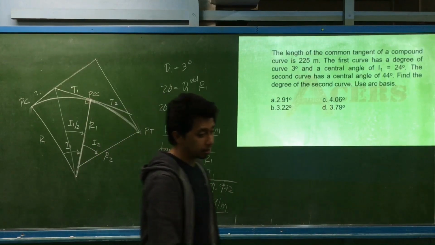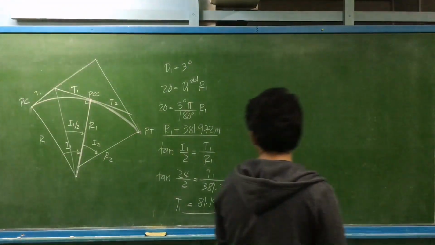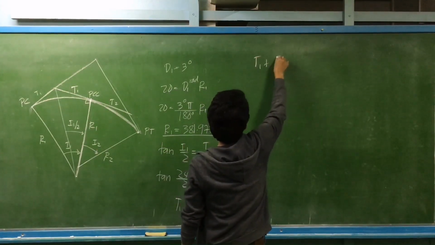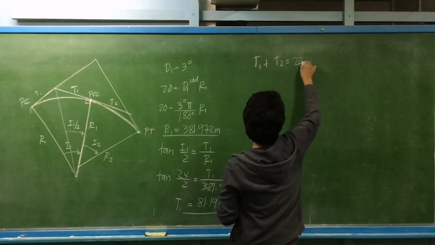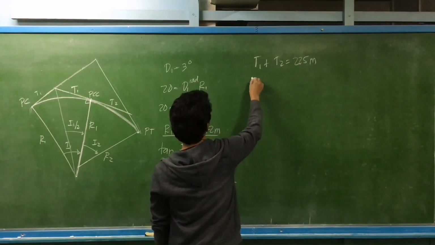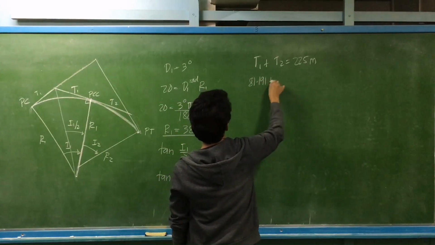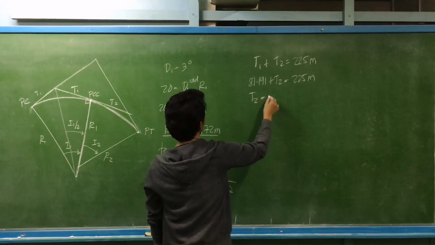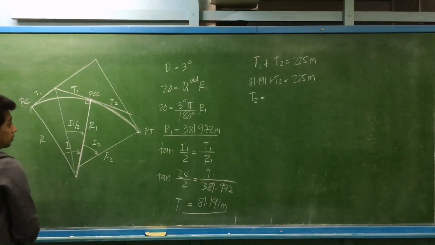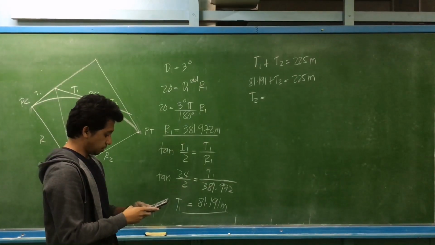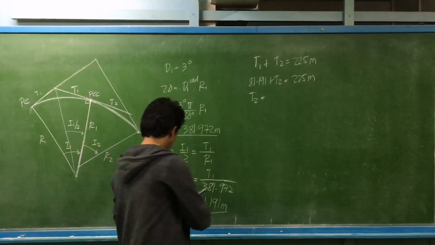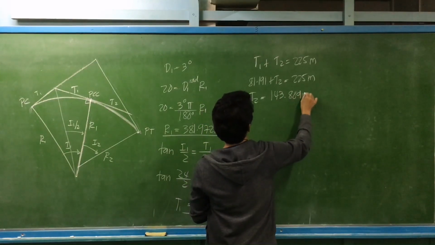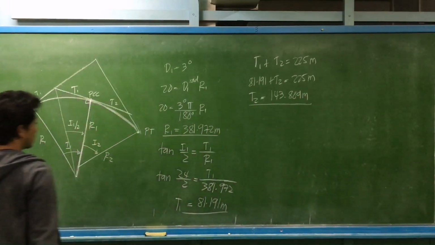Okay, so yung ibang given pa. So given yung common tangent. Common tangent is T1. This is T1 plus T2 is equal to 225 meters. So it's equal to 81.191 meters plus tangent number 2 is equal to 225. Para makuha natin yung tangent ng the second curve. So 225 minus 81.191. Tangent of the second curve is equal to 143.809 meters. Kumbaga, pabaliktad lang yung gagawin natin dito.